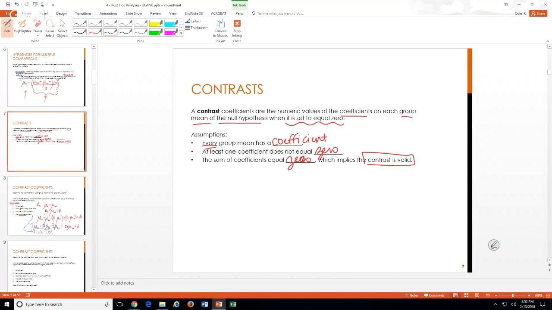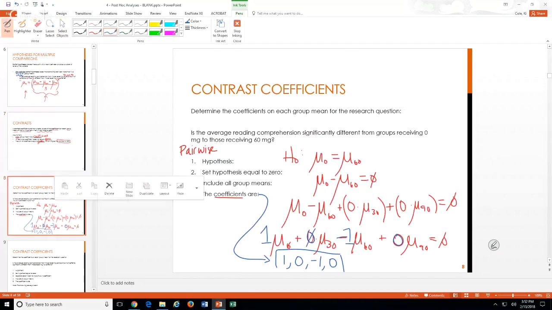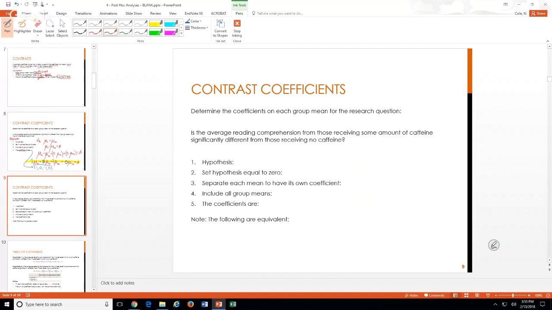So these contrast coefficients are the numeric values of the coefficients on each group mean of the null hypothesis when it is set to 0. So here I have a null hypothesis set to 0, and the coefficients on each of those group means are the coefficients of the contrast. Let's do another one, okay? We'll get some practice on these, and then I'll let you do some by yourself.